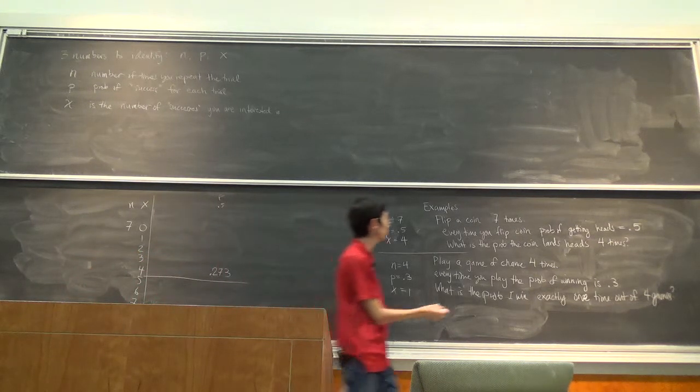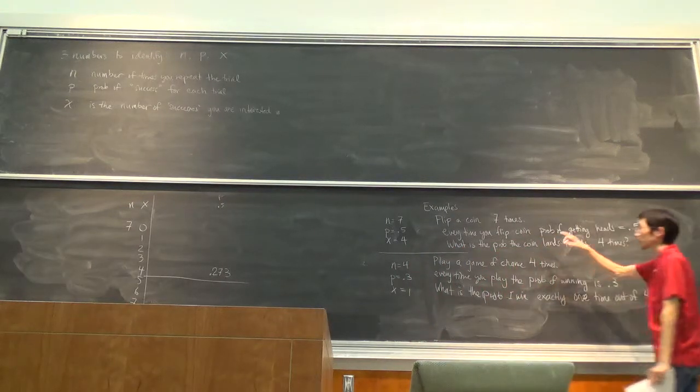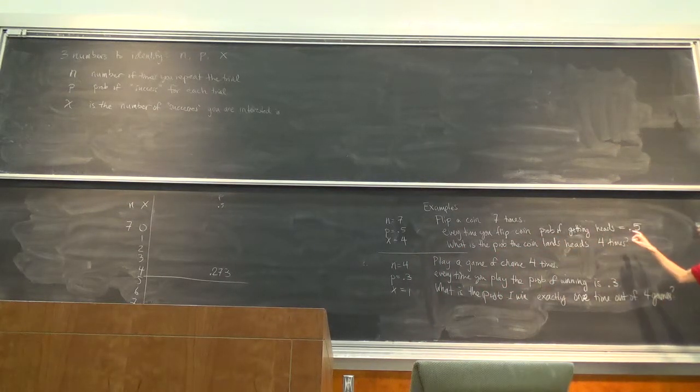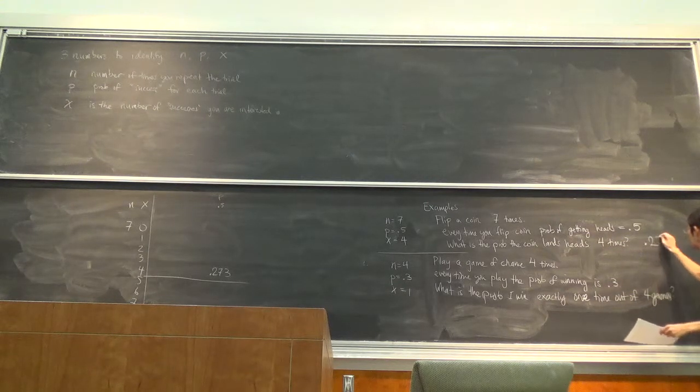And so the answer here: if I flip a coin 7 times, and every time I flip the coin, the probability of getting heads is 0.5, what's the probability the coin lands heads 4 times? The answer is 0.273.